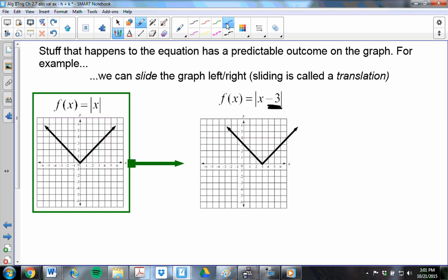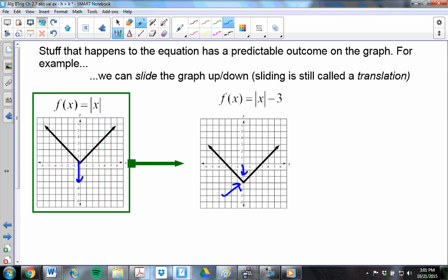It was originally here. This is where the parent function was, more or less. But then the minus 3 took this graph and pulled it 3 units to the right. This is called a translation. We would say that this graph is the parent function translated right 3 units. Now the question remains, why does this minus 3 push it right? Wouldn't that push it left? It's kind of tricky to answer, and I'll try to get to that a little bit later, but we'll talk about it in class as well.